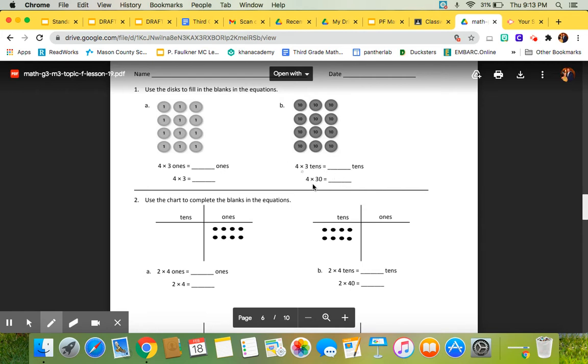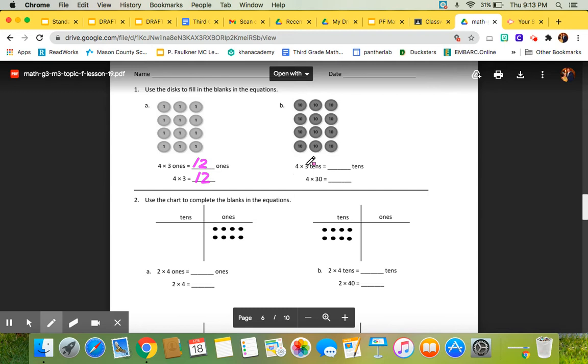It says use the disk to fill in the blanks in the equation. We have four rows of three ones. So, how many ones do we have altogether? Yes, we have 12. 4 times 3 is 12.